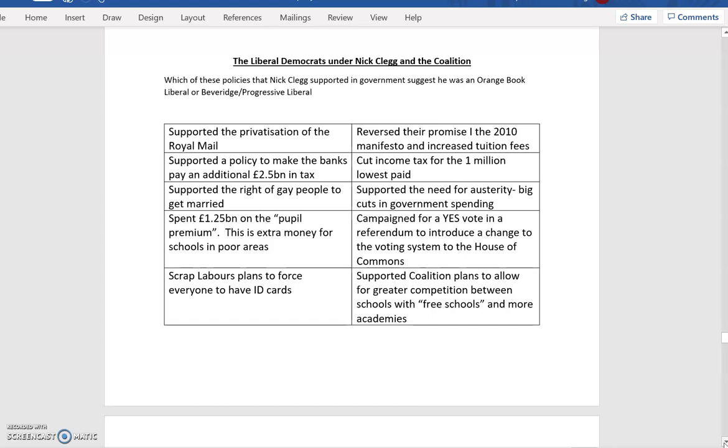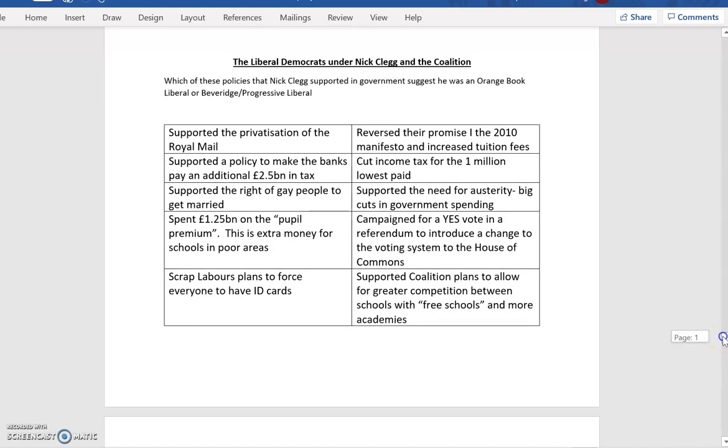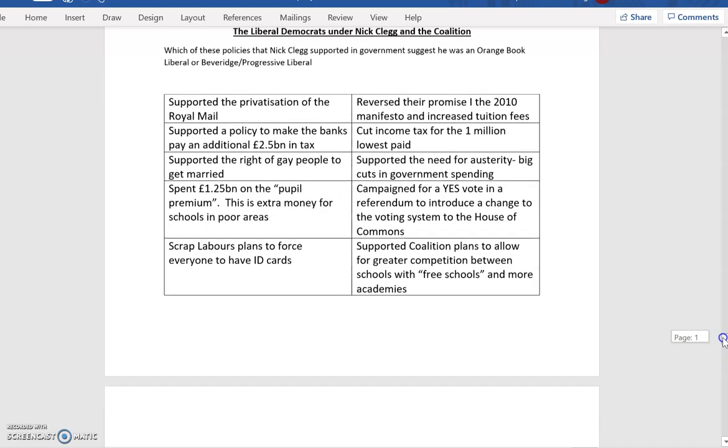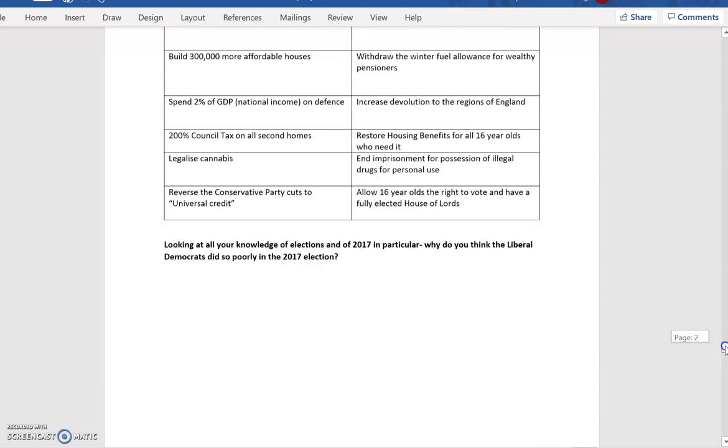So these here are some of the ideas and policies of the Liberal Democrats whilst they were in coalition with Nick Clegg. It's up to you. You can highlight in orange the ones which were supportive of the Orange Book, if you like. You can write EOB by them, whatever you want to do. But you need to identify which of these policies and ideas are those of the Orange Book, and which of these ideas show more of an influence by the Beveridge or modern or progressive Liberals.